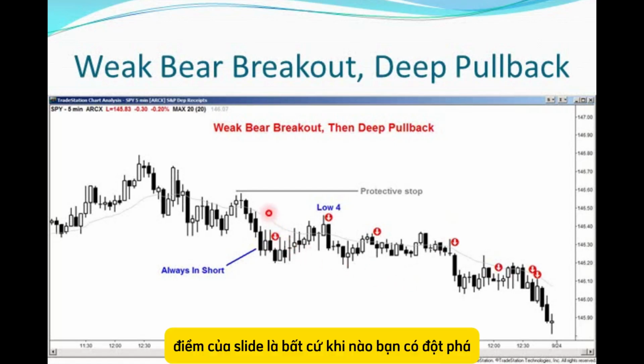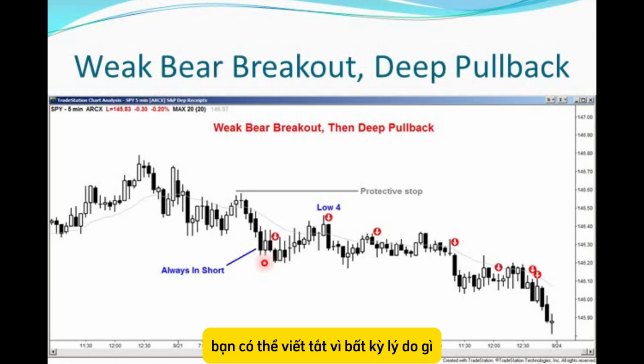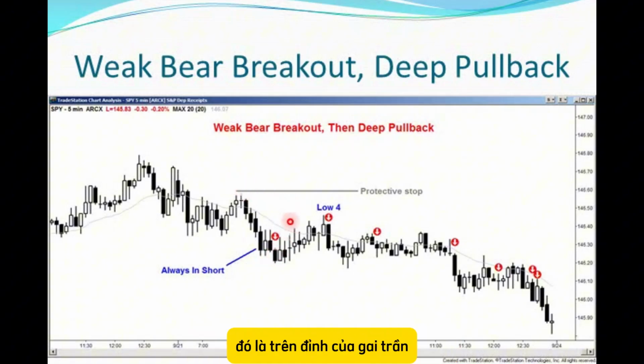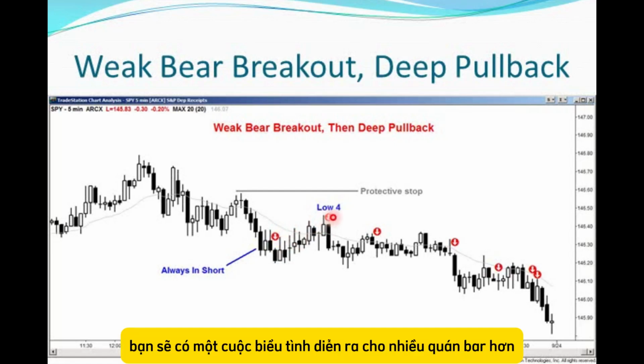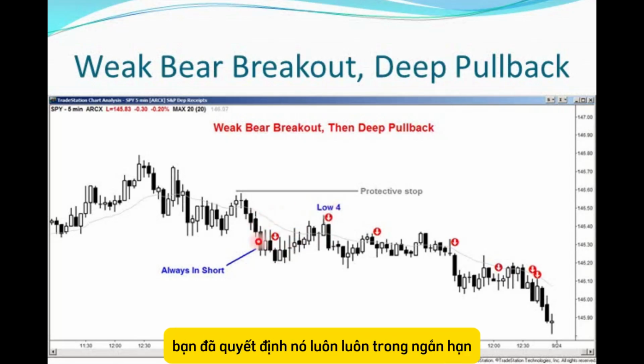The point of this slide is whenever you have a breakout and the market converts clearly to always in short in the eyes of traders, you can short for any reason. But if the breakout is not all that strong, you have to rely on a protective stop that is above the top of the bear spike, and that sometimes means you'll have a rally that goes on for more bars and covers more points than what you might normally expect. But that's still okay. You decided it's always in short as long as it stays below the top of the bear spike, and as long as it does not clearly become always in long, it's short. And you can keep shorting and you rely on your protective stop.